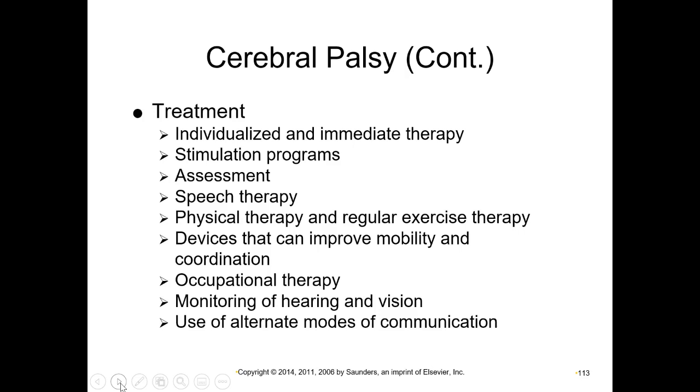Treatment is individualized and immediate. There are lots of programs for stimulation. There are programs for physical and occupational therapy from birth. There is speech therapy. There are devices that will be given. You've seen a lot of little braces and casts and special walkers and wheelchairs and things like that, standing tables. There are boards to use for communication. So there's lots of different things that we can do to accommodate this child.